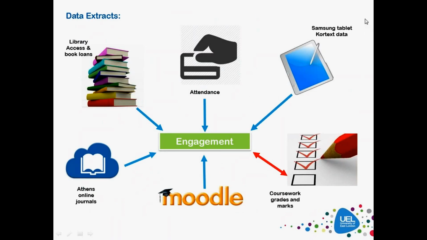Just to give you an idea of how these data extracts work, it's a very simple model. Attendance is probably most important. We also look at library access and book loans, Moodle, which is a deep dark place. It's got a huge amount of data in it. Then there's Athens Online Journal, which is where the students have searched for reference materials. We also have a scheme where we give out Samsung tablets as part of our offer agreement to each first year undergraduate student. Part of that has one core textbook installed as an ebook for each module.